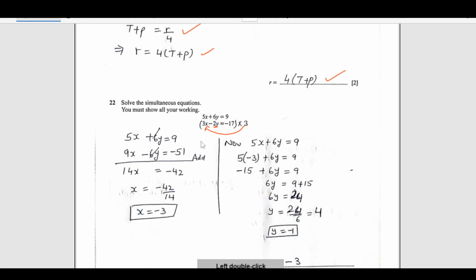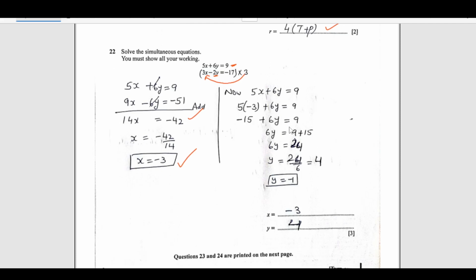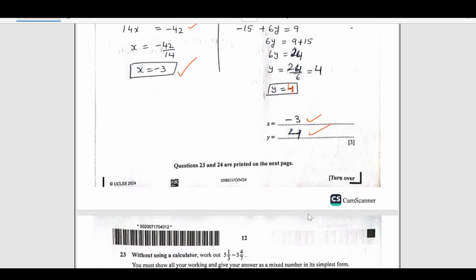Now we add this, when you add this 6y gets cancelled, 5 plus 9 is 14 and this is 42, and we got x as negative 3. So x is negative 3, 5 into negative 3, substitute the value in this equation and you will get the value of y, which is actually 4, right. So sorry, I have messed up somehow here. So you can see we have the value of y as 4, not negative 1, it is 4, right. So these two are the correct answers.